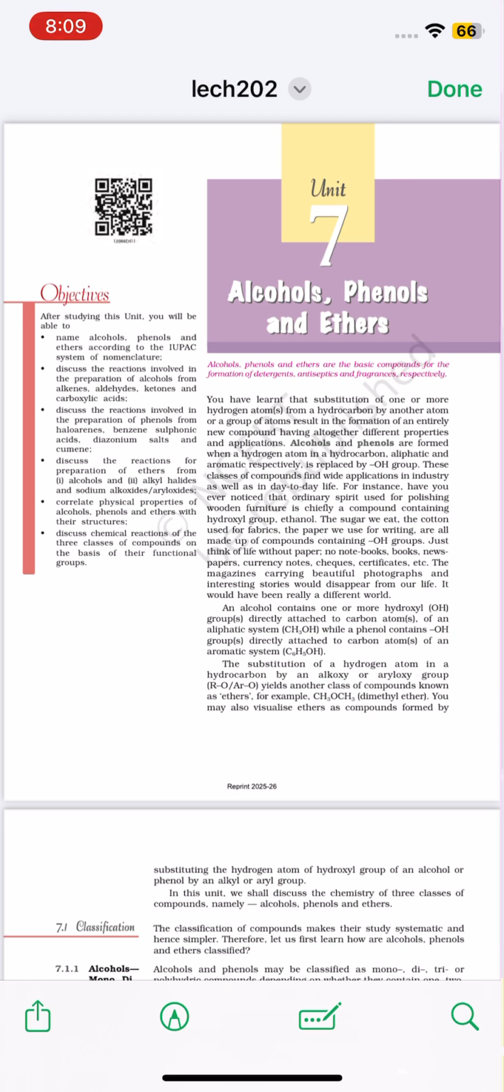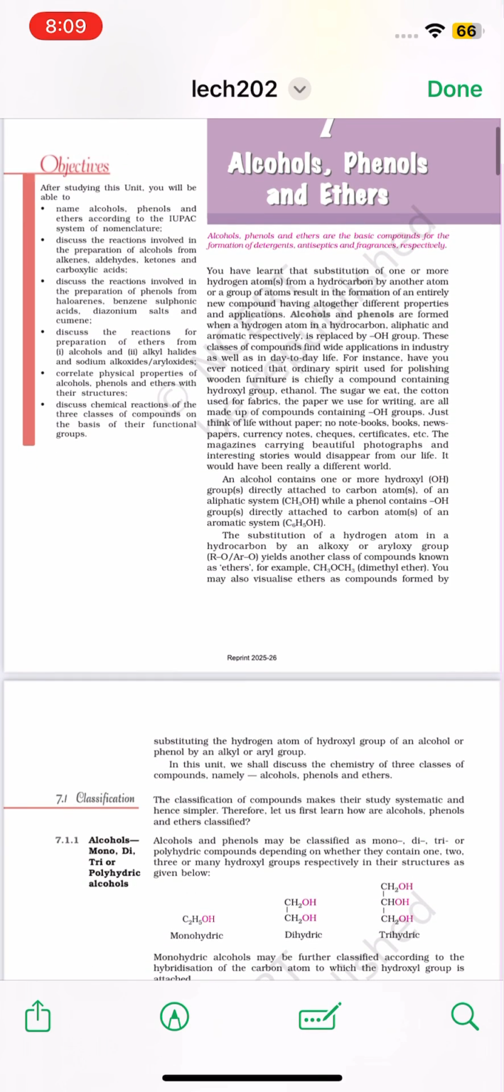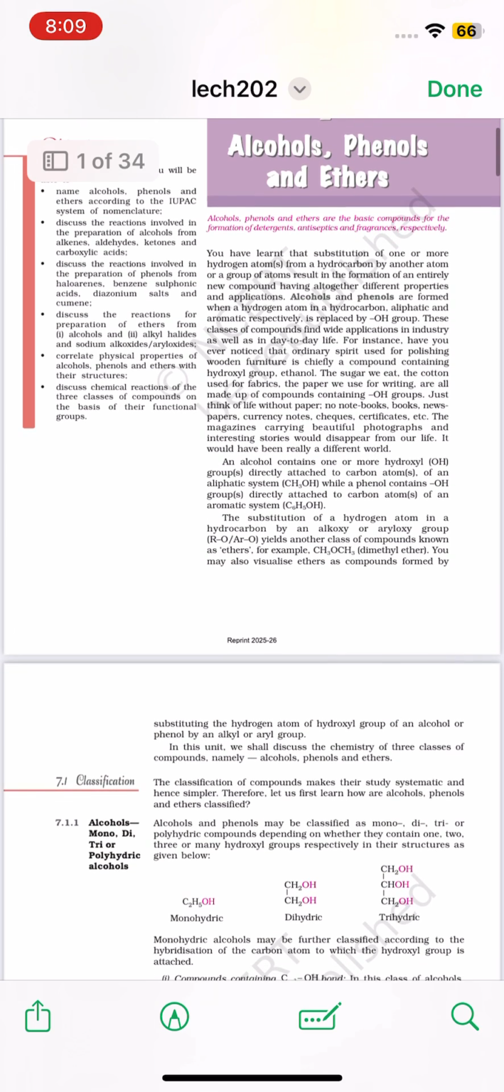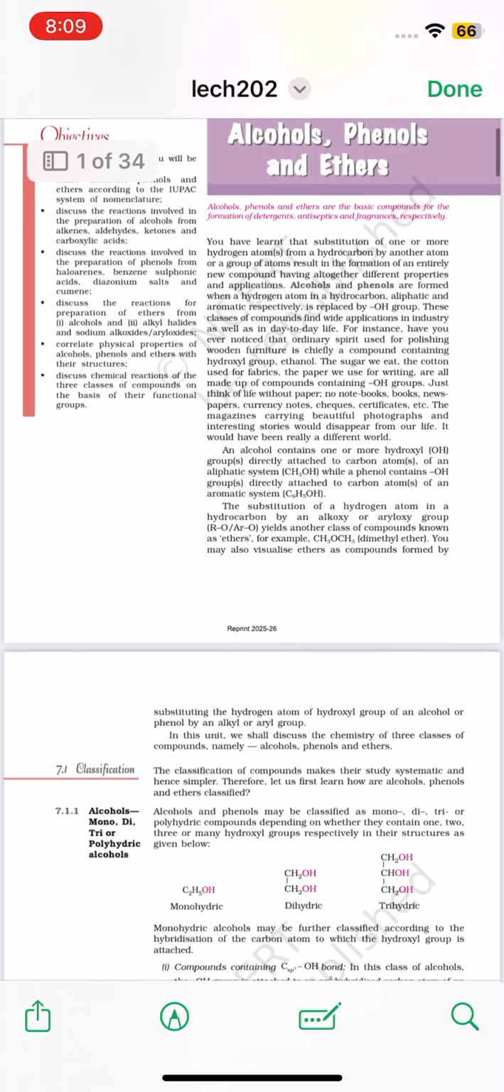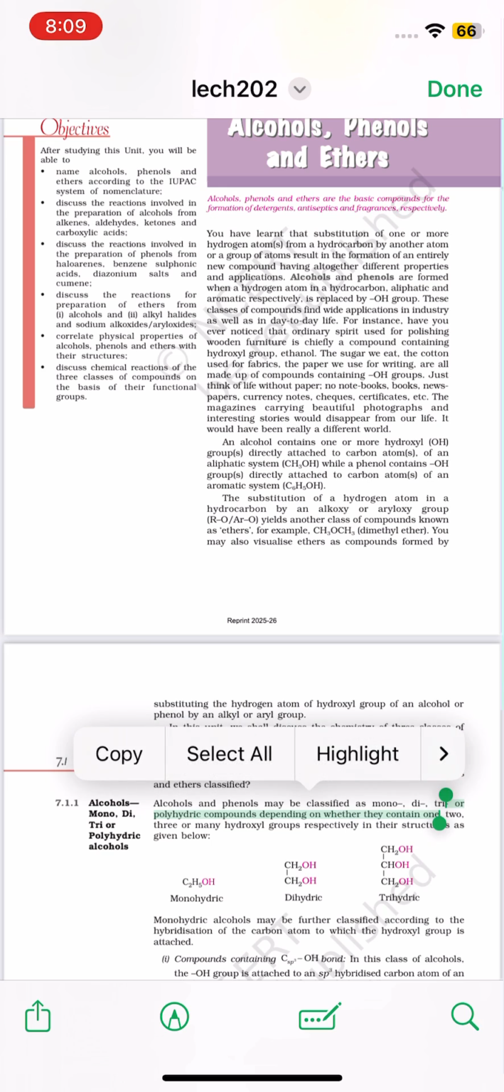You have learned that substitution of one or more hydrogen atoms from a hydrocarbon by another atom or group of atoms results in the formation of an entirely new compound having altogether different properties and applications. Alcohols and phenols are formed when a hydrogen atom in a hydrocarbon, aliphatic and aromatic respectively, is replaced by an OH group. These classes of compounds find wide application in industry as well as in day-to-day life.